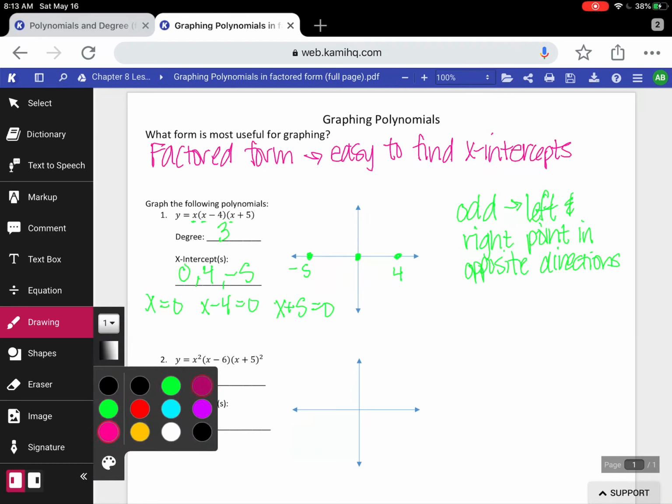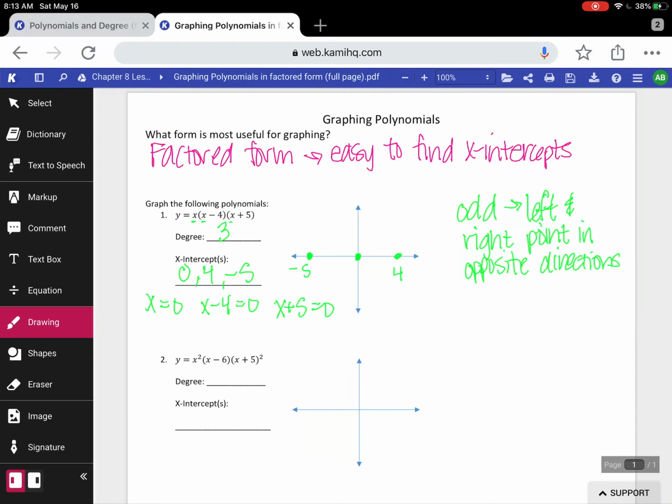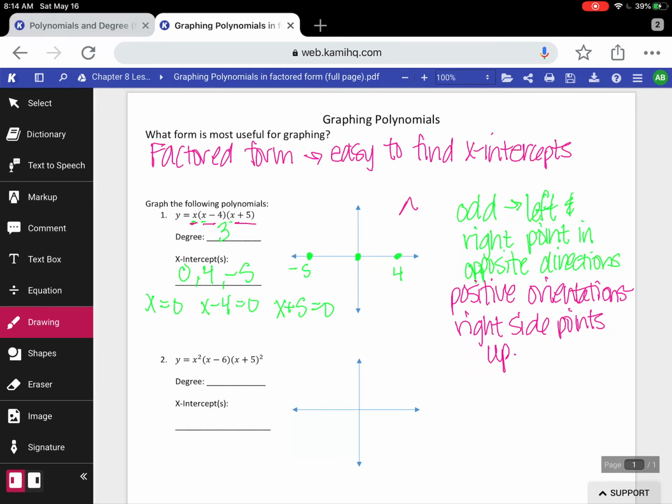And then we need to look at the orientation. Because there is no number or sign out front, this is going to have a positive orientation, which means the right-hand side is going to point up. So I like to start on the right-hand side, and we're going to draw our up arrow. And then since these are all single factors, there's no squared, there's no cubed, we are going to pass straight through the x-axis. So we have a polynomial that looks something like that.